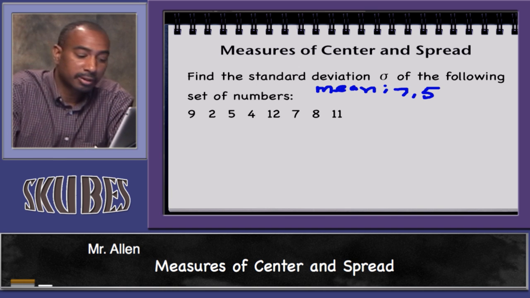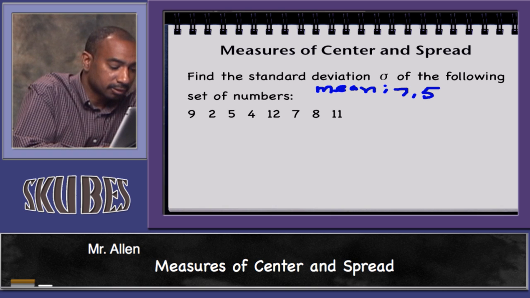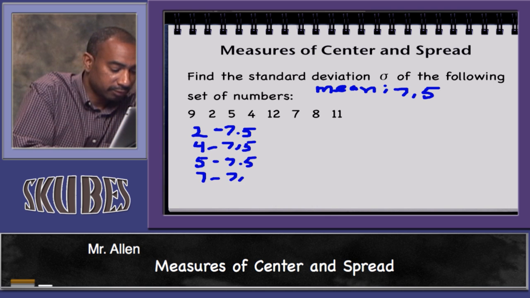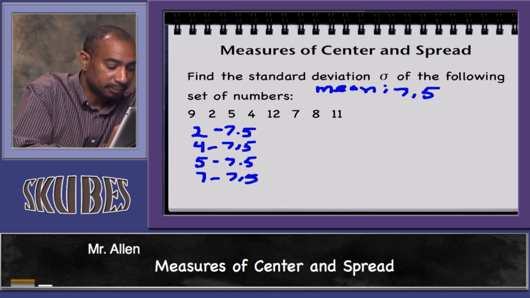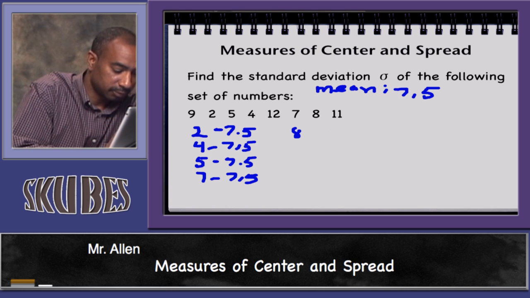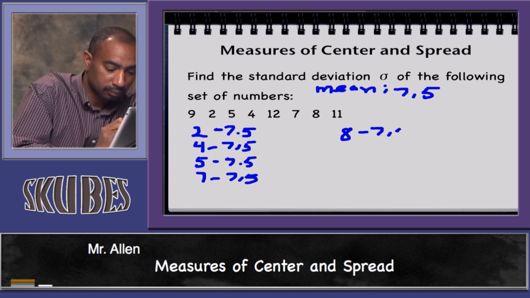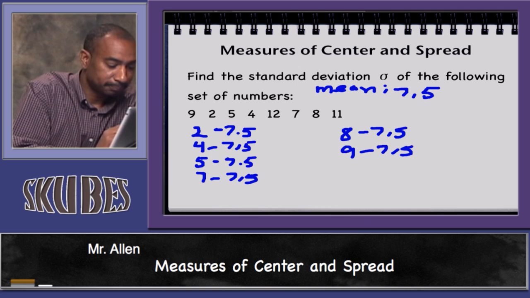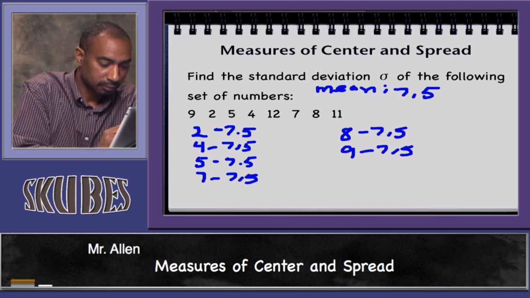And what you want to do is subtract that from each number in the set and then square it. So I'm going to make a list. Let's say we have 2. So we're going to say 2 minus 7.5. And then the next was 4 minus 7.5. Then we have 5 minus 7.5. We have 7 minus 7.5. Then we have 8 minus 7.5. Then we have 9 minus 7.5. Then we have 11 minus 7.5, and then 12 minus 7.5.